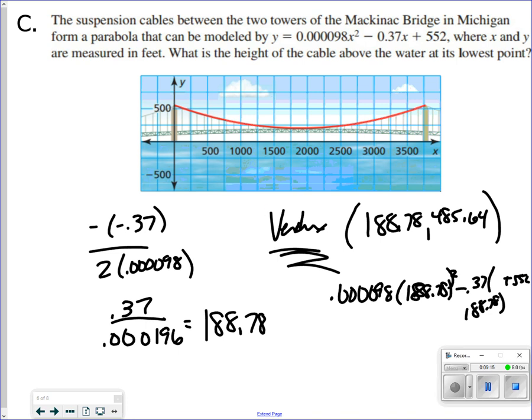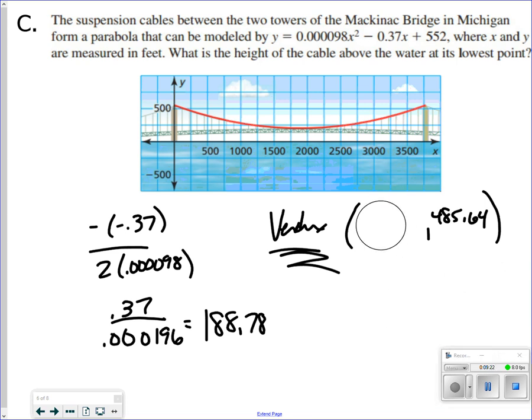and I made a mistake, so I feel so bad. It's actually, I'm going to have to go back here. I apologize. I actually, and I'll show you right where I made my mistake. So again, I apologize for that. I didn't divide by 0.000196. So 0.37 divided by 0.000196 should have been 1887.76. So that changes everything. So when I plug in 1887.76 now into my equation.